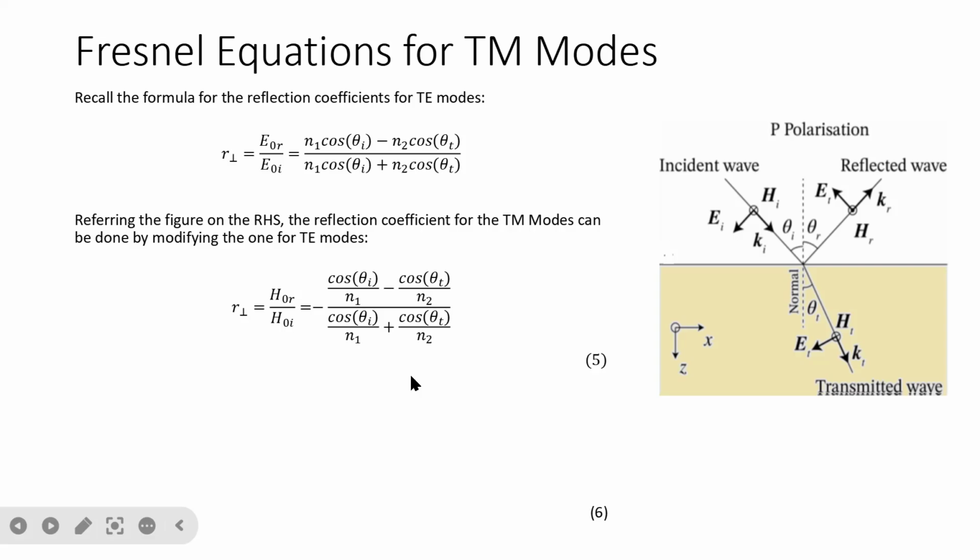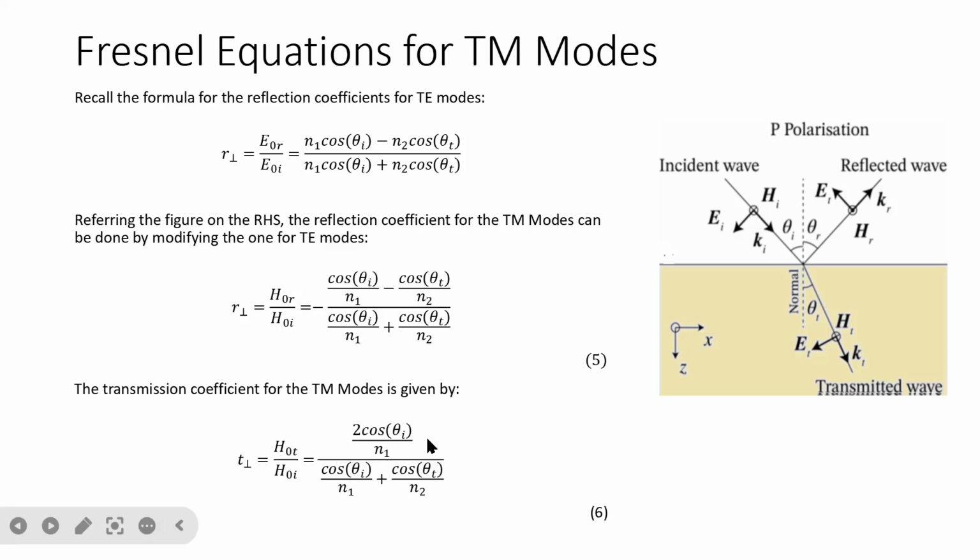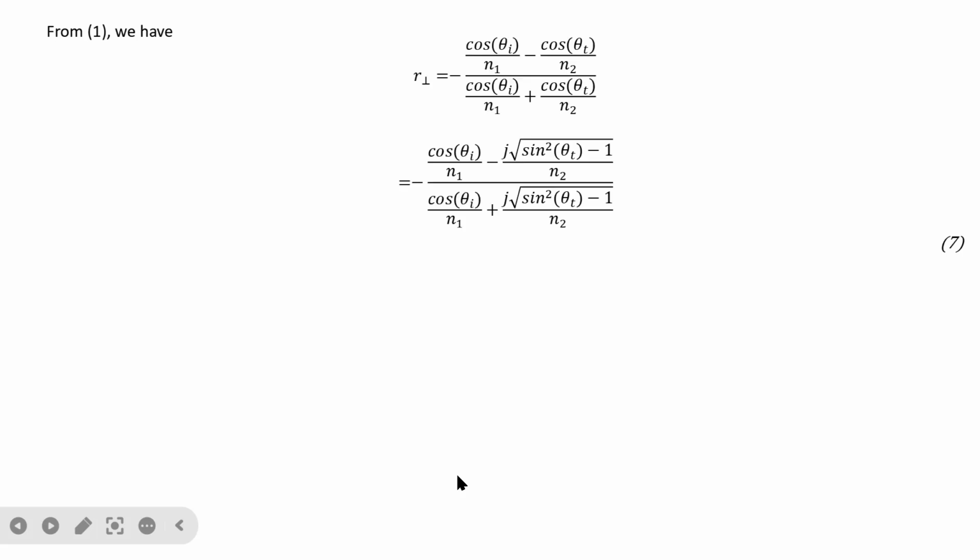And now what we are going to do is to replace cosine of theta t with an expression containing sine of theta t squared. So this is what we are going to do. So basically, this is the same. We are going to find a phase shift.